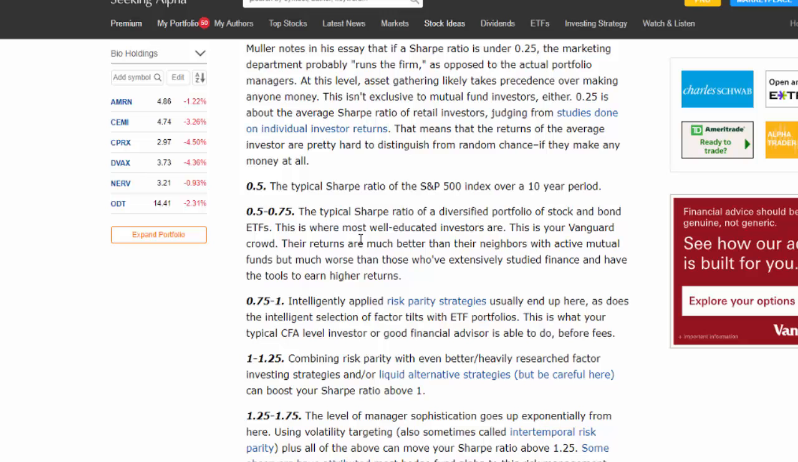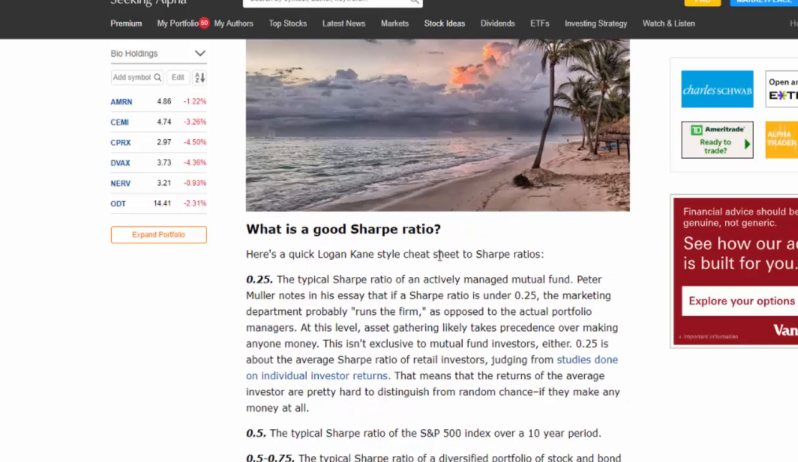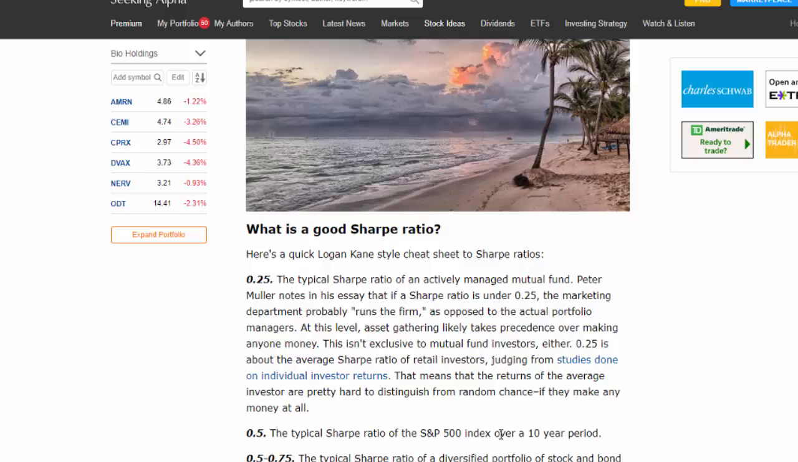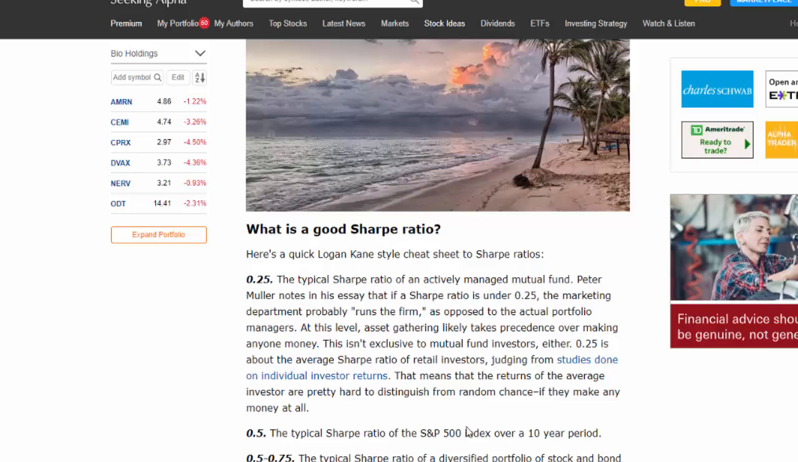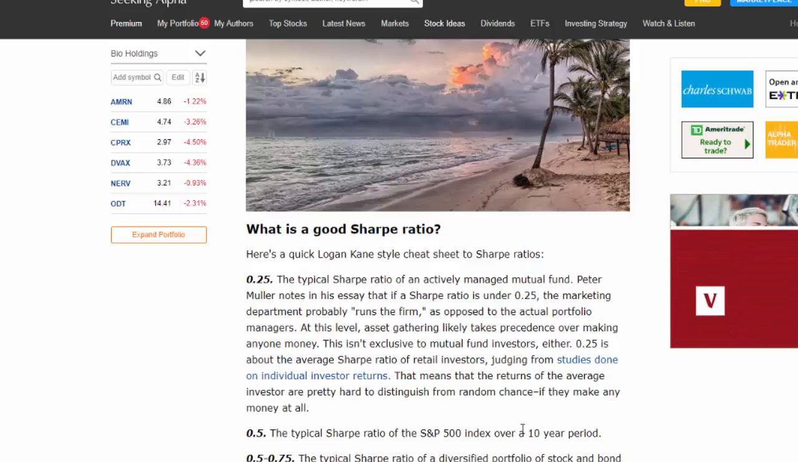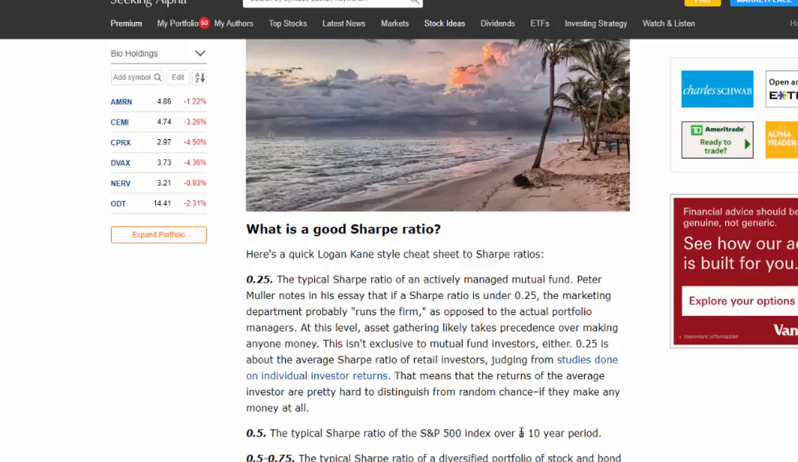And I actually also found a nice article here from seekingalpha.com, and it talks about what is a good Sharpe ratio. So Sharpe ratio, if it's anything lower than 0.25, it's very bad. And according to this article, 0.5 is the typical Sharpe ratio of the S&P 500 over a 10-year period. So if you get a number around 0.5, you can sort of assume that you are doing pretty okay, so to speak. You are getting the market return, so to speak. So anything better than 0.5, you are doing better than the market.